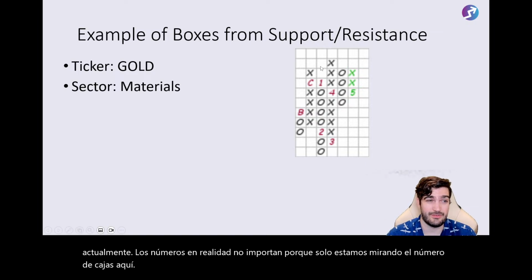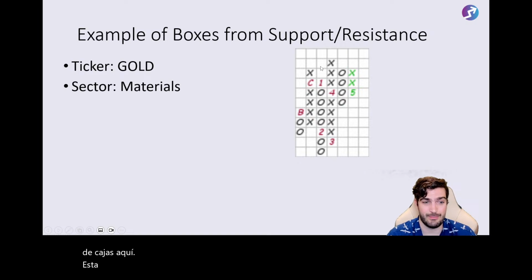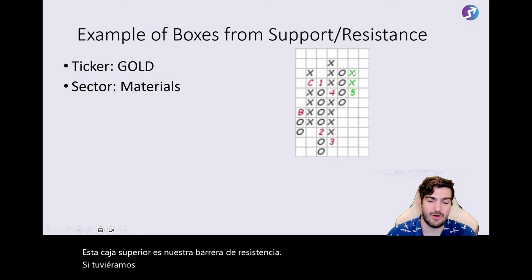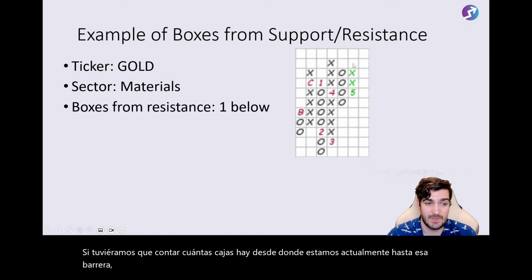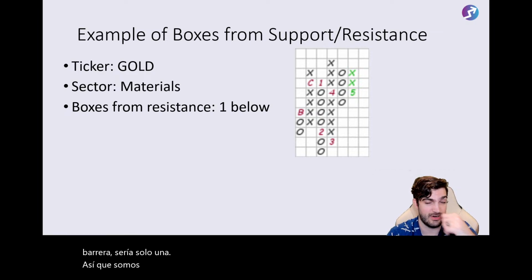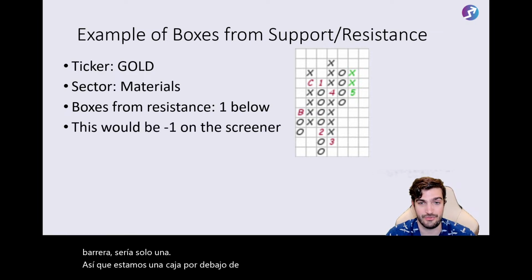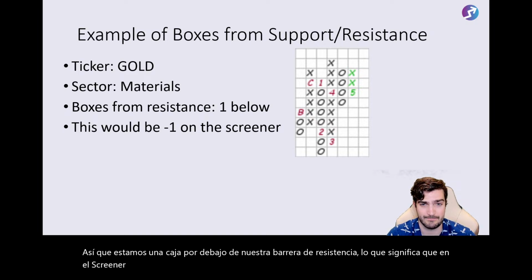This upper box is our resistance barrier. If we were to count how many boxes there are from where we currently are to that barrier, it would just be 1. So we are 1 box below our resistance barrier, meaning on the screener, it would show as -1.